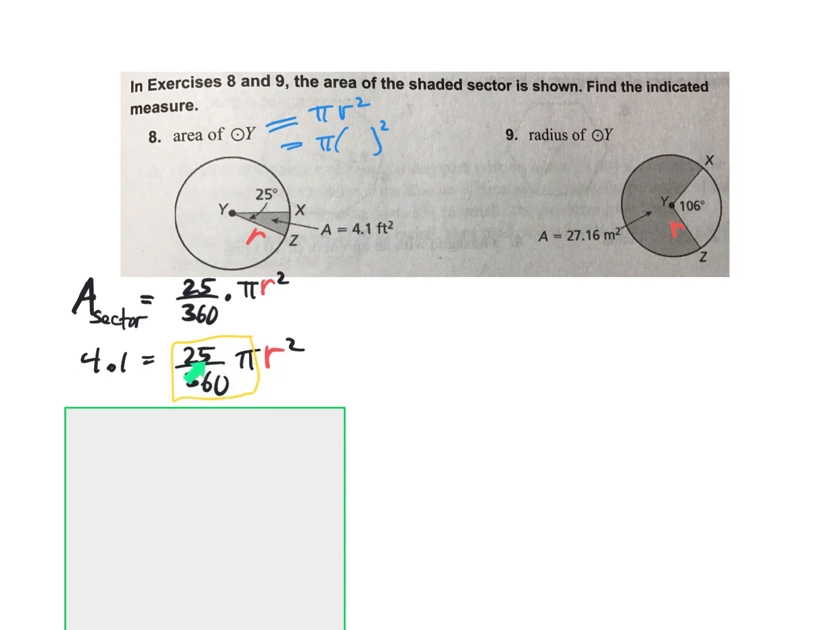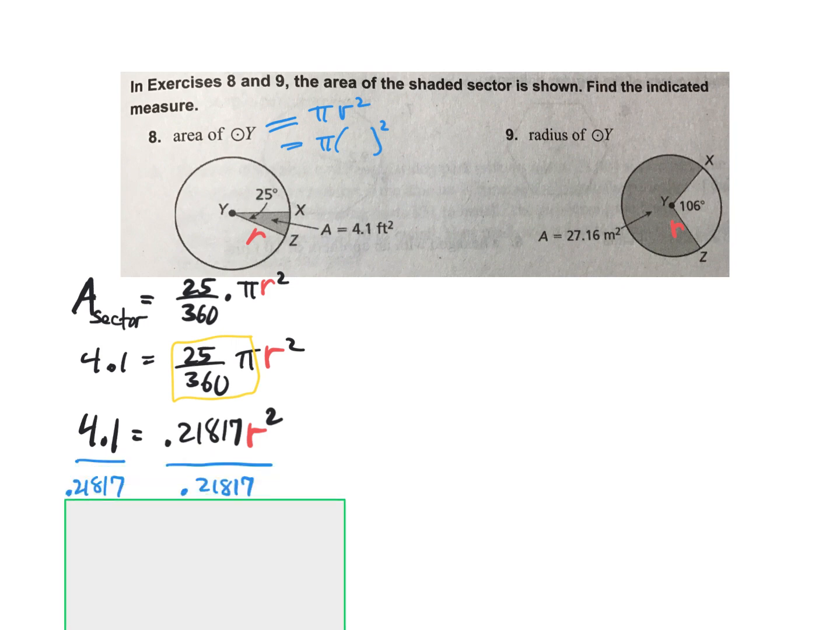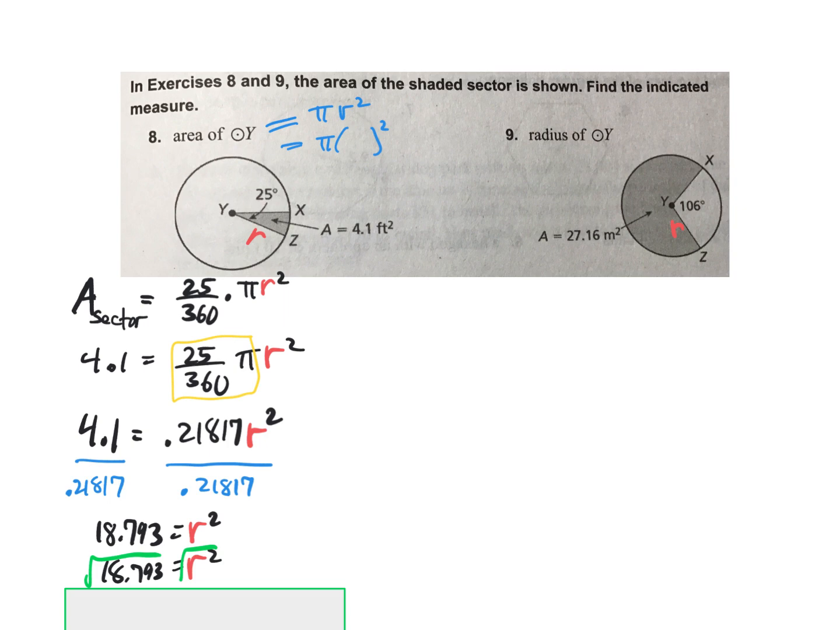This is all a number, so we can put this in our calculator and we should be able to determine that that's about 0.21817 r squared. So next we'll divide by that value because we're trying to find the radius so that we can answer this question. So we divide by 0.21817 on both sides of the equation, and that gives us this, and then we take the square root of both sides, and now we've got our radius, about 4.335.